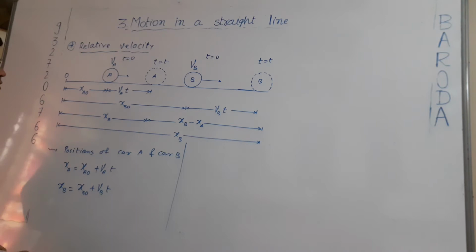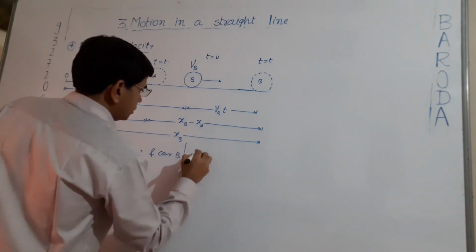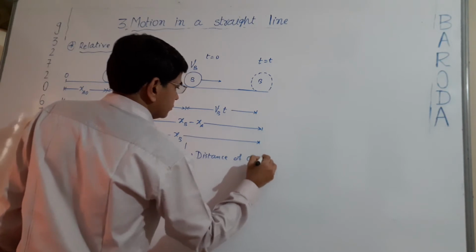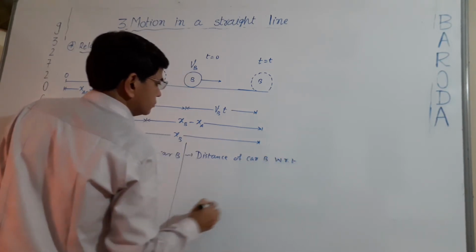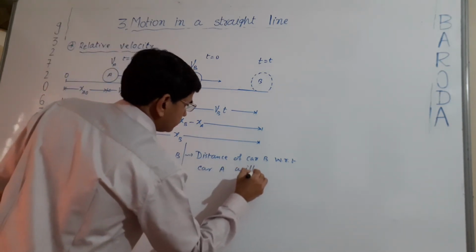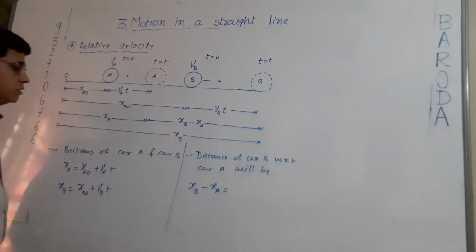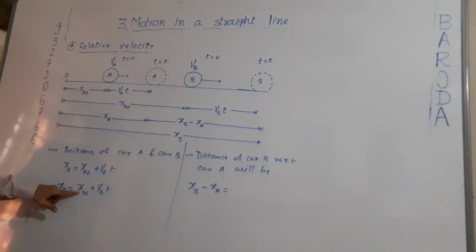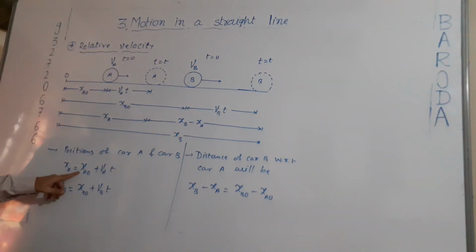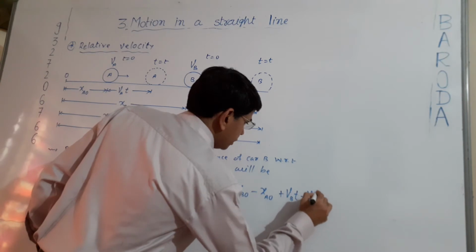Now we want to find out the distance between car A and car B after time t, and it is XB minus XA, which is known as the distance of car B with respect to car A. XB minus XA is XBO minus XAO plus Vb t minus Va t.